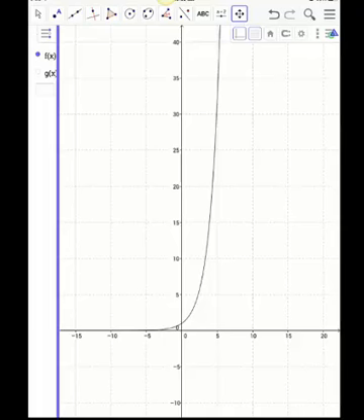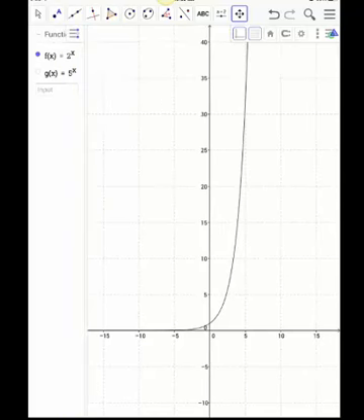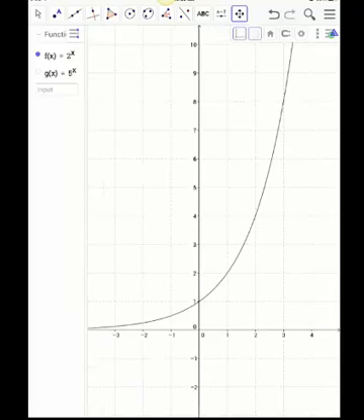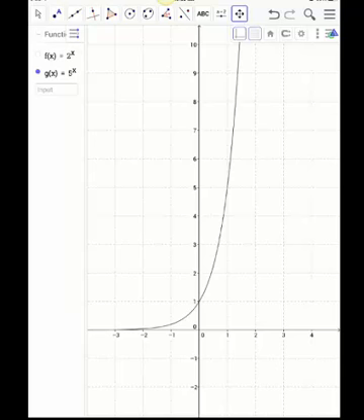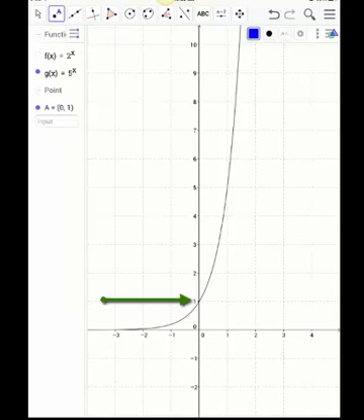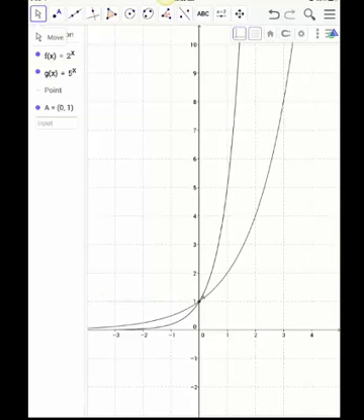So what happens if I change the constant? That was 2 to the power of x. What happens if I change the constant? Well, let's turn that one off. 5 to the power of x. What does that look like compared to the one you just saw? Any similarities? They both cross at this point here, don't they? They both cross at 1. So 5 to the power of x is steeper.